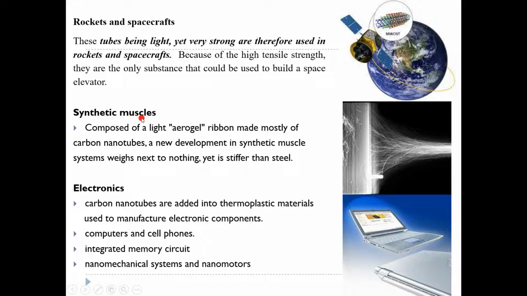They have a lot of biomedical applications, like synthetic muscles, which are nowadays developed, composed of light aerogel ribbon made up of CNTs. Okay. Then electronics, the sky is the limit for this application, because there are so many applications for CNTs, like your computers, cell phones, circuits, nanomechanical system, and so on.